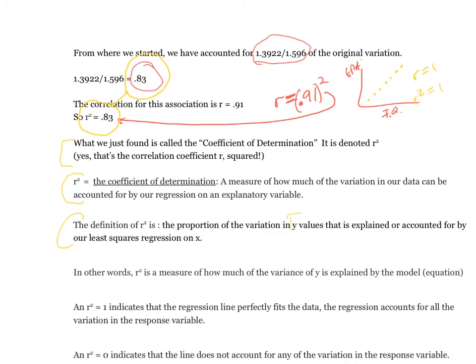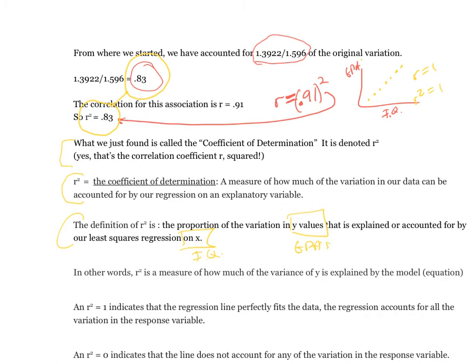And of course, in statistics, we won't just call them y and x. We will use terms from the problem. So we would say something like the proportion of the variation in GPAs that's explained or accounted for by our least square regression on IQ. Okay, so we replace those.